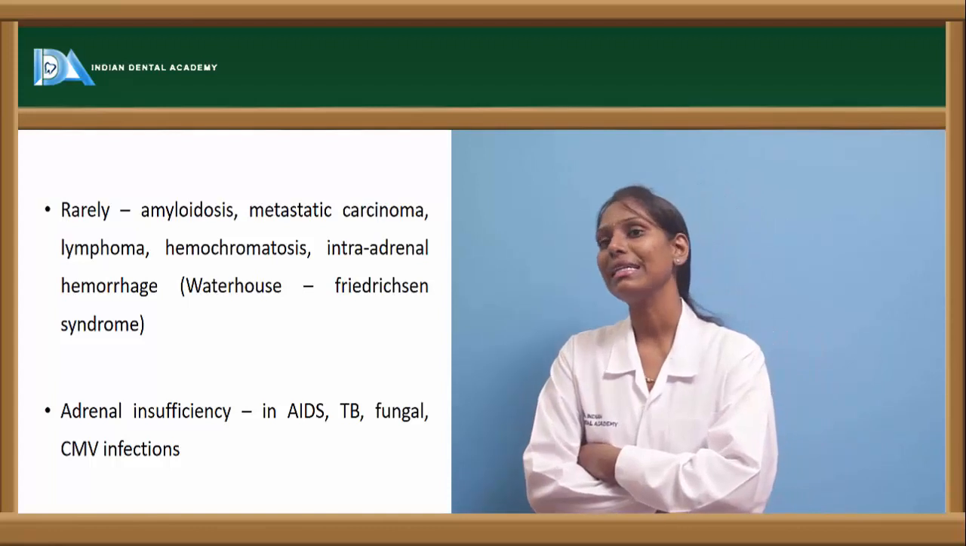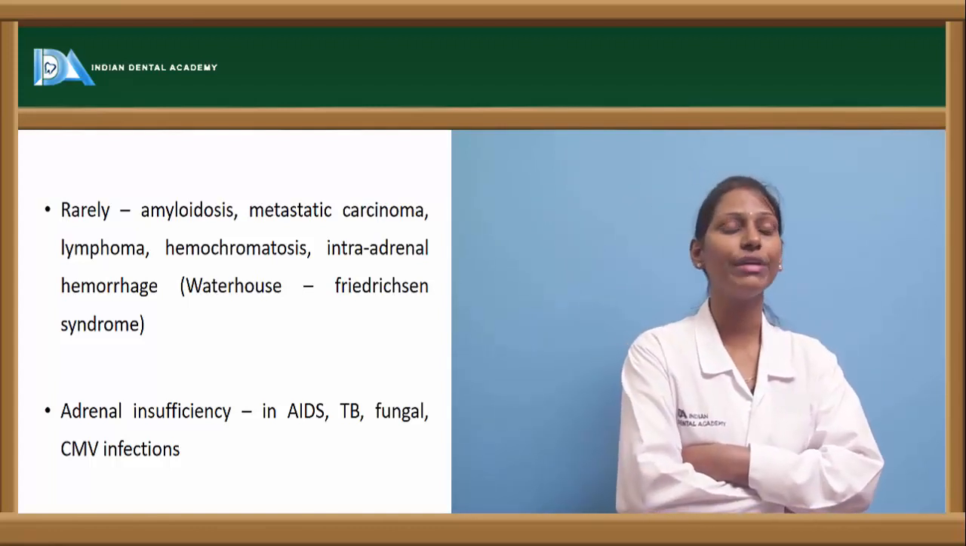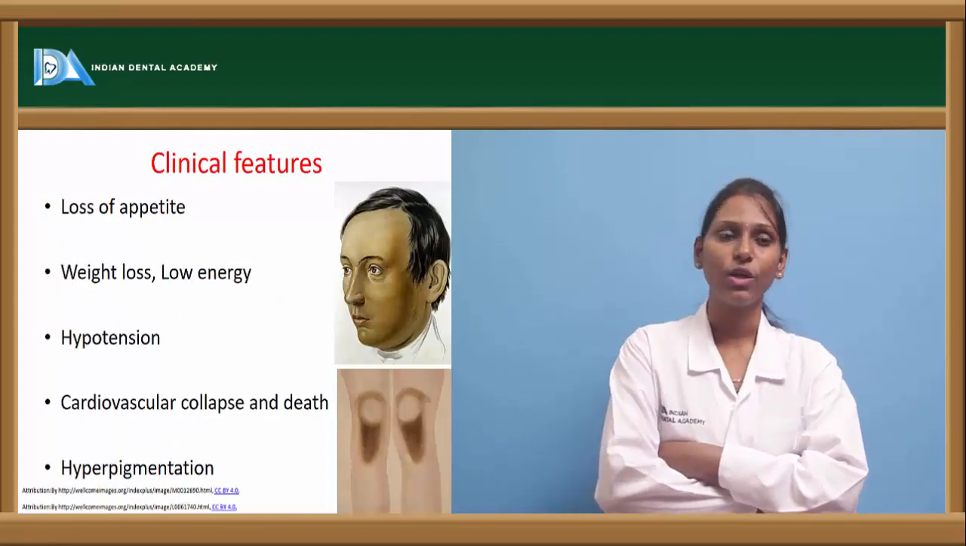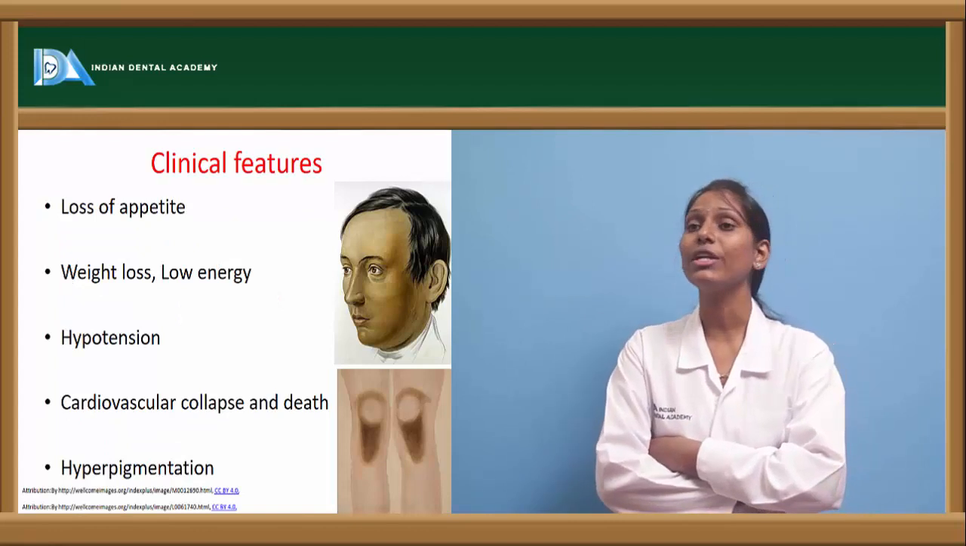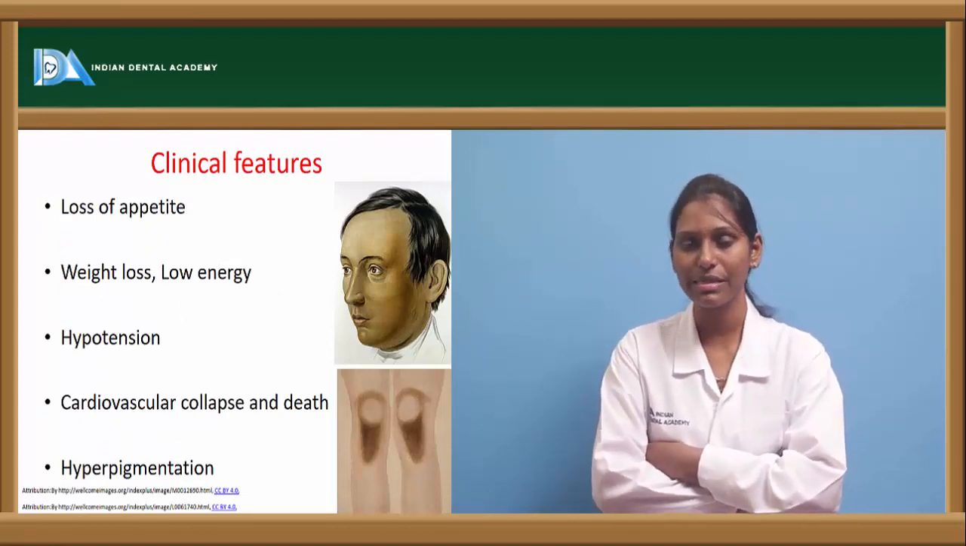Now coming to adrenal insufficiency, it can be seen in cases of HIV/AIDS, tuberculosis, severe fungal infections or cytomegalovirus infections. Now coming to the clinical features. How do Addison's syndrome manifestations present?